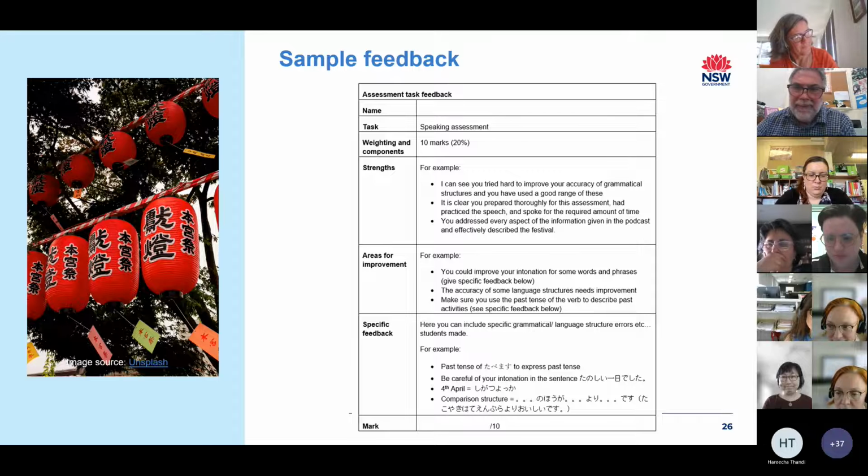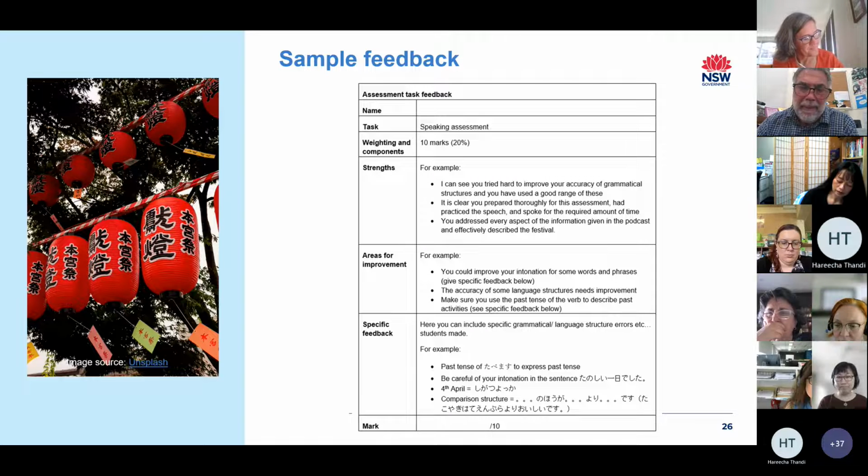Yeah, sure. And it can have a negative sort of effect, these are all the mistakes I've made. When you correct like that, it's focusing on all the negatives. Thank you, Ken. Does anybody else have a great strategy for giving feedback for stage 6 speaking?